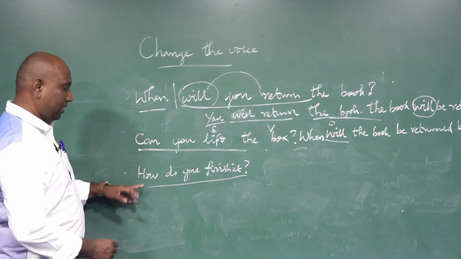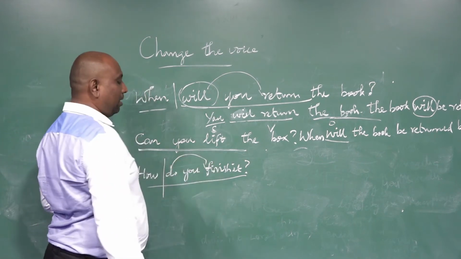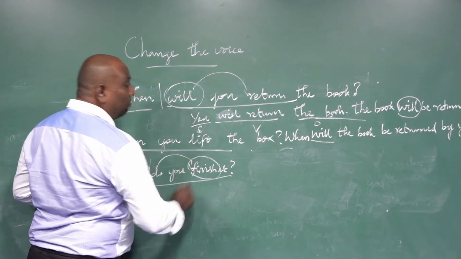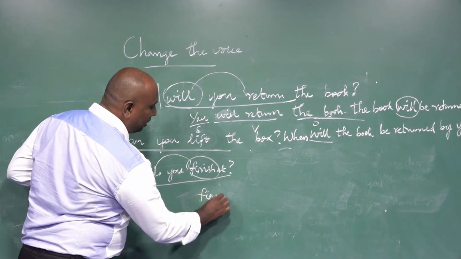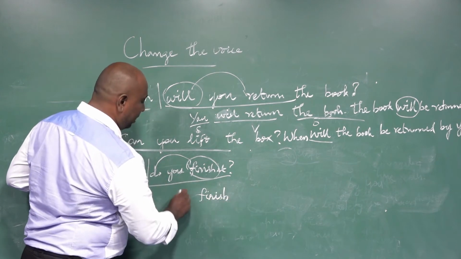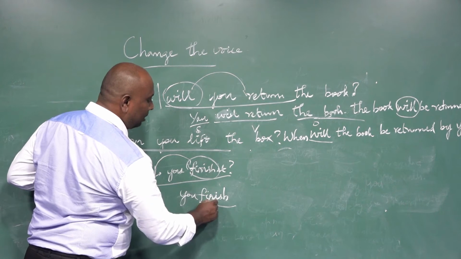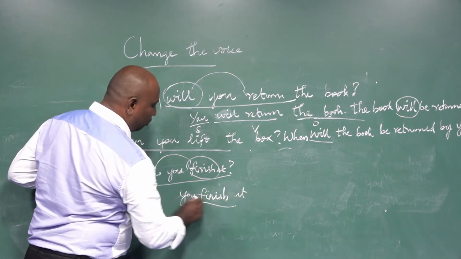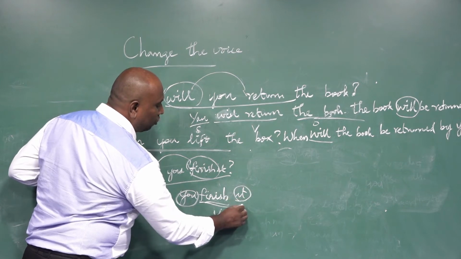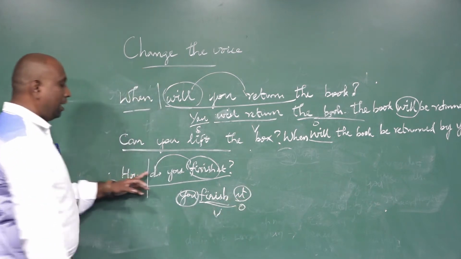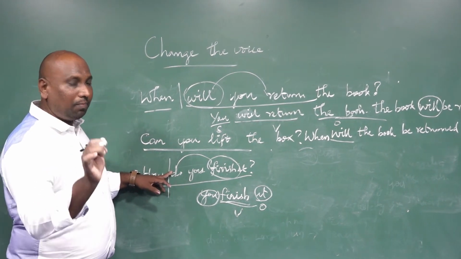How do you finish it? So make it a statement. The auxiliary "do" should be added with the main verb. Do plus finish will change to "finish"; it cannot be written separately. So we have to add "finish". Do plus finish will change to "finish it". So "you" is the subject, "finish" is the verb, "it" is the object. So "do" emphasizes that it is the simple present tense.